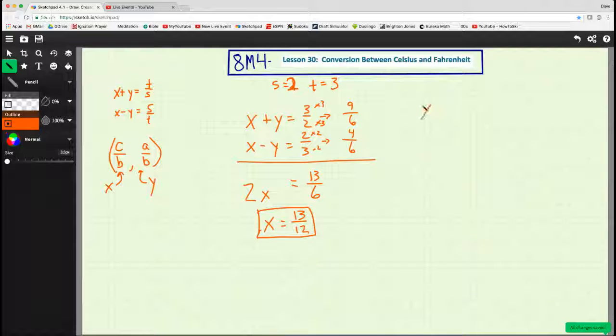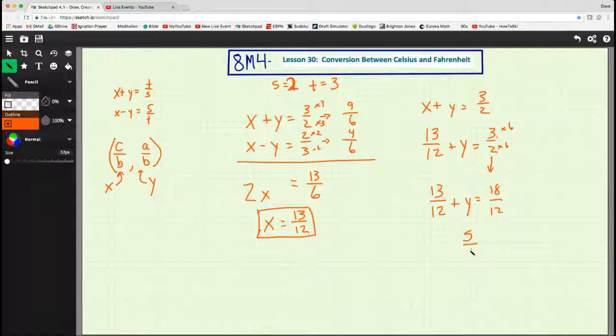Okay, so let's do our x plus y equals 3/2. So let's say 13/12 plus y equals 3/2. And I'm going to do the same thing I did last time. I'm just going to convert this into 12ths, and then it'll make the math really easy. 13/12 plus y equals, I got to multiply by 6, 18/12. Well, 13/12 plus how many twelfths is 18/12? Well, that's got to be 5/12. So y has to be 5/12.